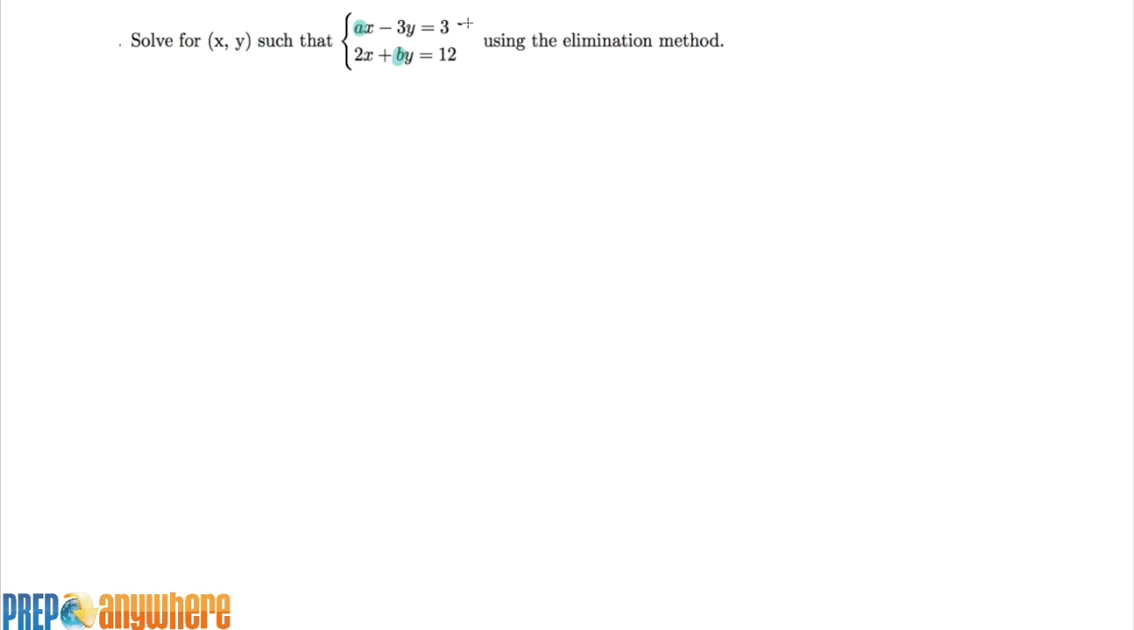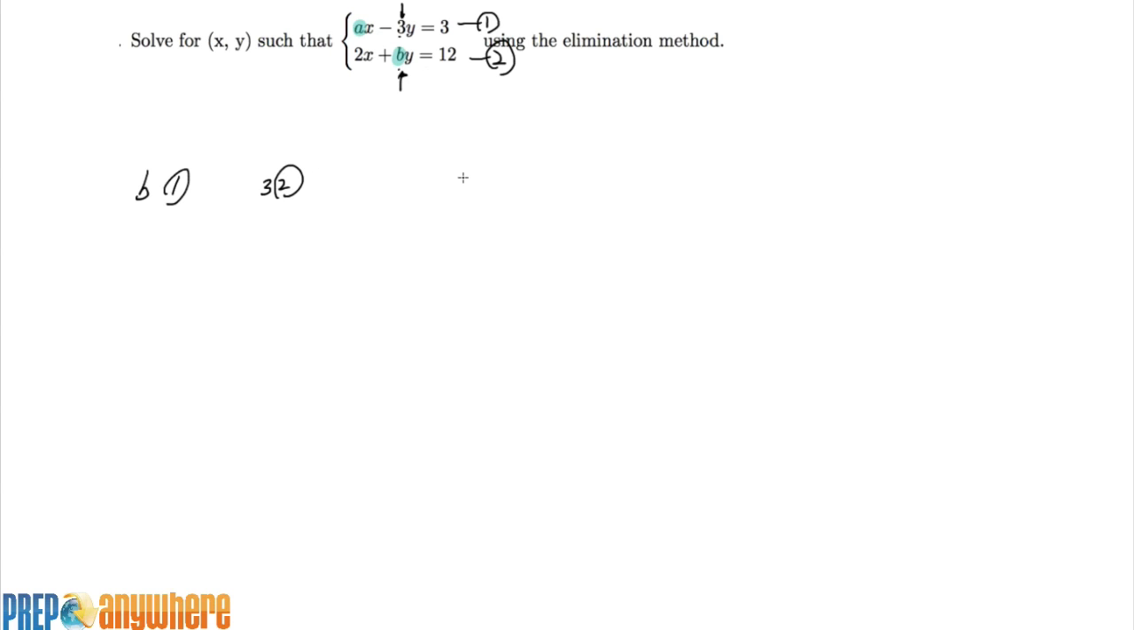Let's call this equation 1. Let's call this equation 2. Alright, so let's try to eliminate the variable y. We have 3 here and b here, so we should multiply this by b and this by 3. So let's do that. Equation 1, let's multiply that by b. In equation 2, let's multiply that by 3.